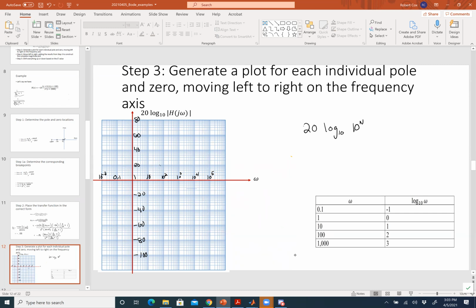If you did n equal 2, that's going to be 40. If you did n equal 3, it's going to be 60. And so my y-axis always marks itself off in steps of negative 20, like that. Negative 20, 0, 20, 40.